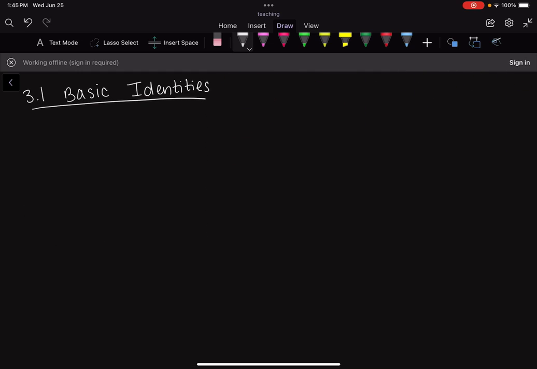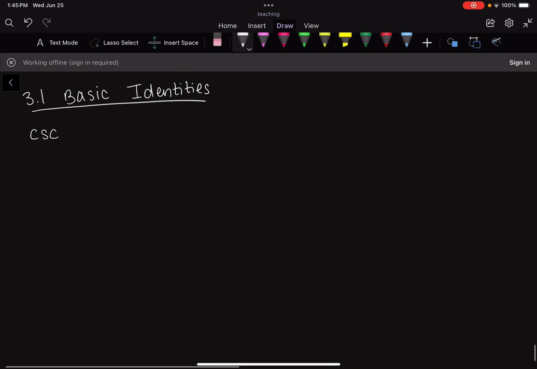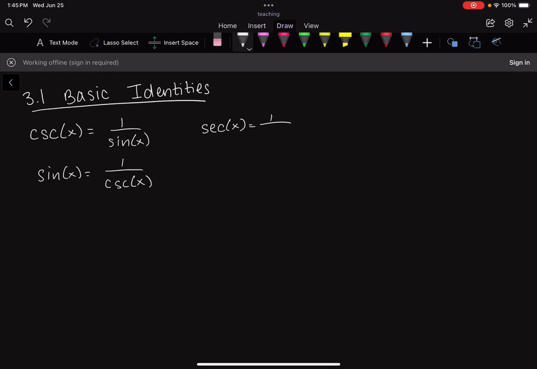So basic identities that you already know would be cosecant is 1 over sine. You could also go the opposite way and say that sine is 1 over cosecant. We also know secant is 1 over cosine, and vice versa. Tangent is 1 over cotangent, again, or vice versa.